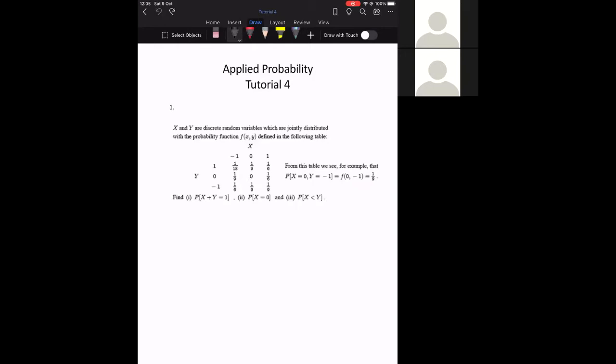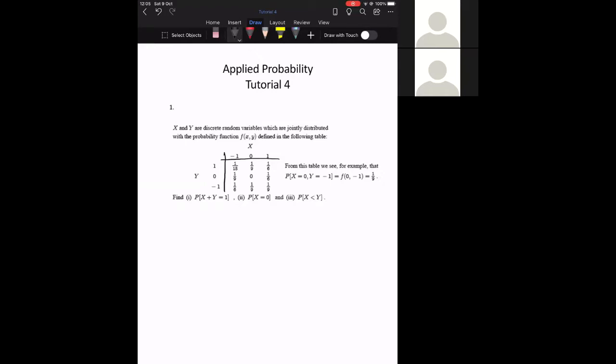Okay, so for the first question, we have x and y, which are discrete random variables. They are jointly distributed with the probability function f of x and y defined in the following table. So they've given us a table below that represents the values of x and y. And let me just draw a line here. It basically gives us the joint probabilities for the values that x and y take.